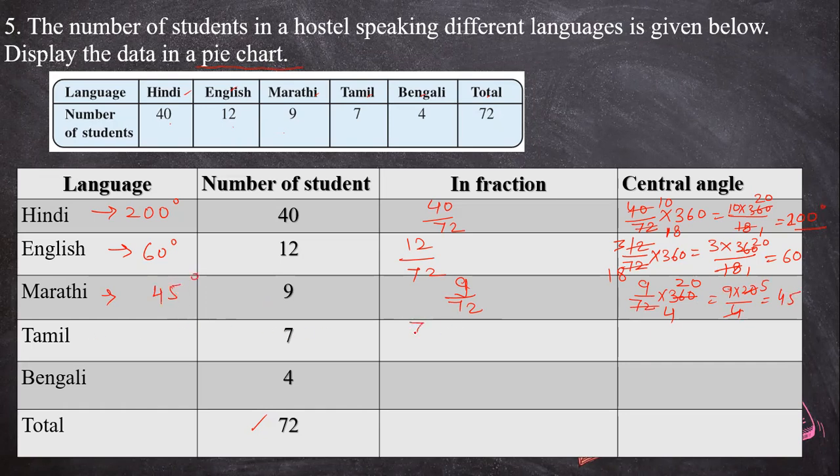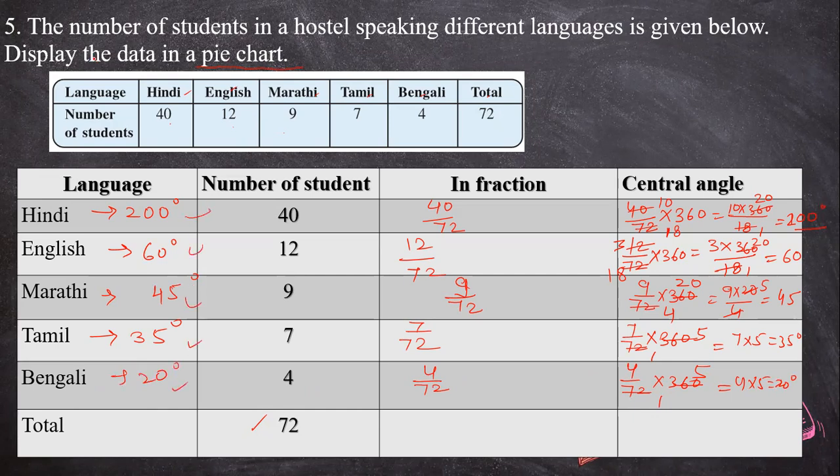Now for Tamil, 7 upon 72. So now the central angle will be 7 upon 72 into 360. Now 72 ones are 72 and 72 fives are 360. So 7 fives are 35. So for Tamil, it is 35 degree. Now for Bengali 4, so 4 by 72 into 360. So 72 ones are 72, 72 fives are 360, 4 fives are 20 degree. Okay. So here for Bengali 20 degree. Now see, we got the central angles.